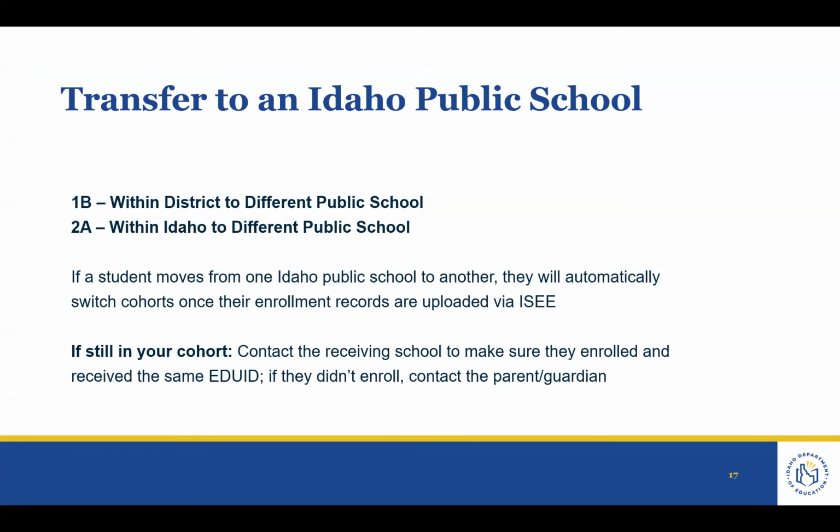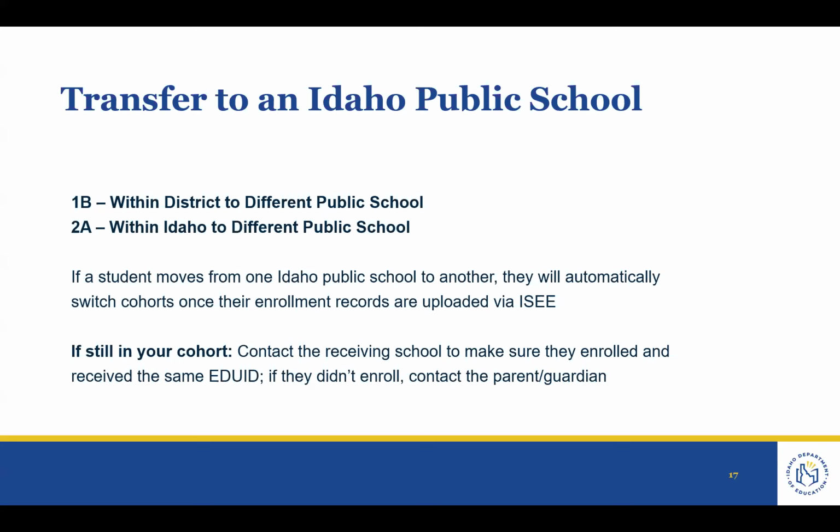1B and 2A are by far the most common in this category. If the student moves to another public school within Idaho, IC catches that because both schools report to the state. In that case, the student is automatically switched once the receiving school uploads their enrollment records. If you are still seeing that a student is in your cohort, that means that the receiving school hasn't uploaded their records, or the student never actually enrolled, or what does happen is that they were enrolled under a different EDU ID. In any case, you will contact the receiving school for clarification.